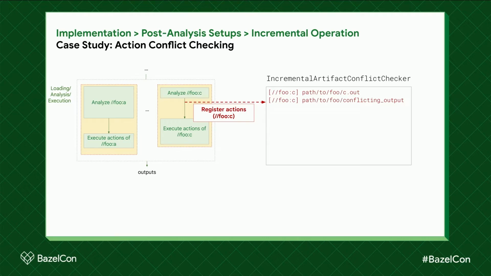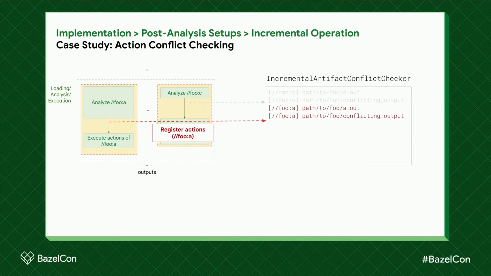The moment C is done with analysis, we send the actions of C to this incremental artifact conflict checker, which is a mouthful, but yeah, it's basically a central repository for all the actions that has the global view. Once C is done with analysis, we send all the actions of C there. Same for A, and then this centralized repository will have the whole picture and will be able to detect if there's a conflict.